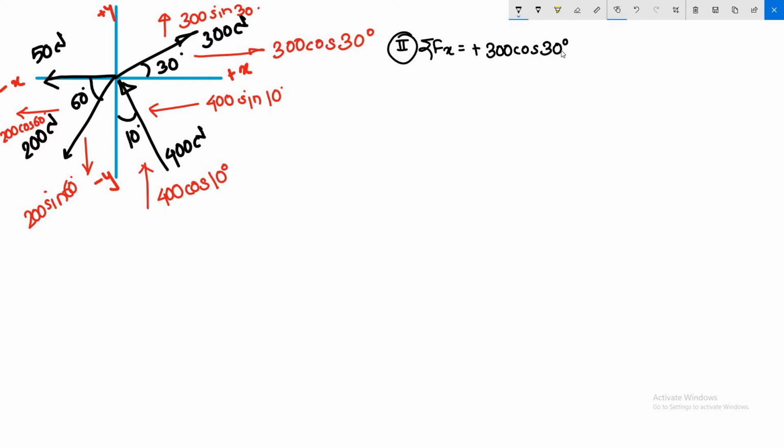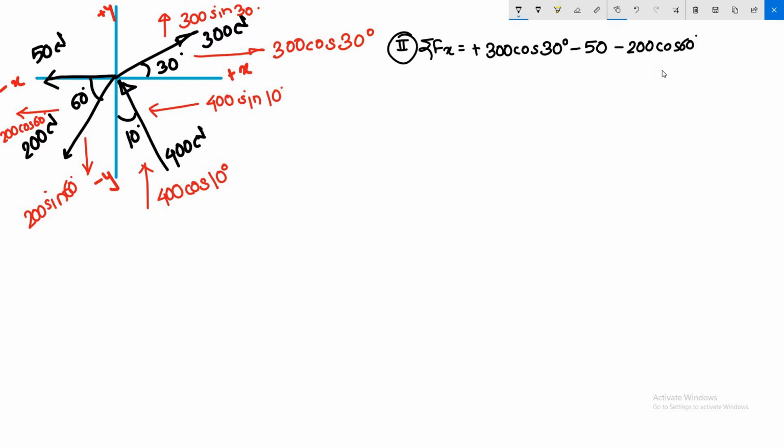Then let's try to see some forces in second quadrant. Okay, we can see a 50 Newton force lying on the x-axis along negative x-axis. That's why the sign convention associated with that should be minus 50 Newton. Okay, then in third quadrant we can see 200 cos of 60 pointing toward the left side of x-axis. That's why it should be taken as minus 200 cos of 60 degree.